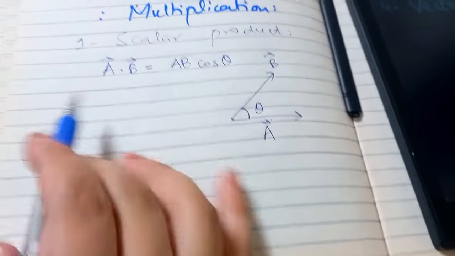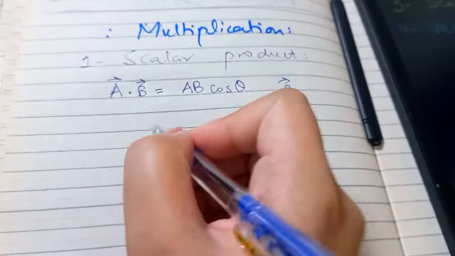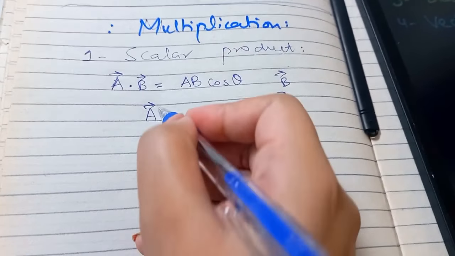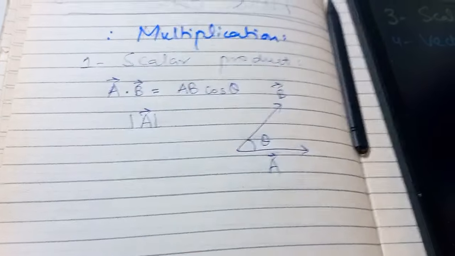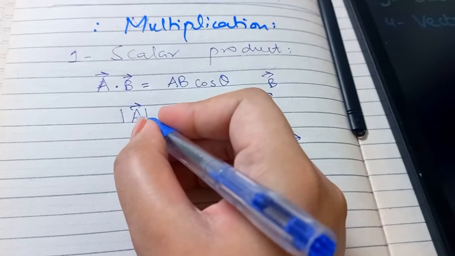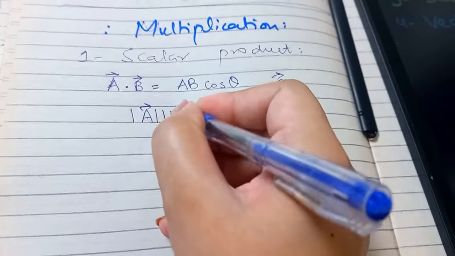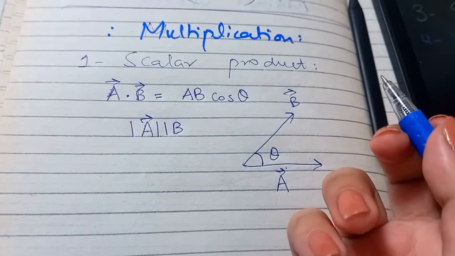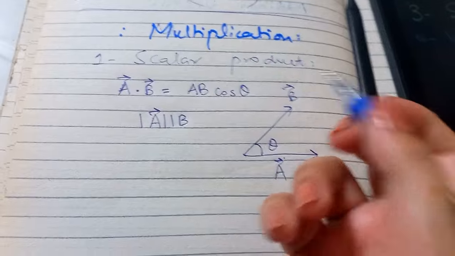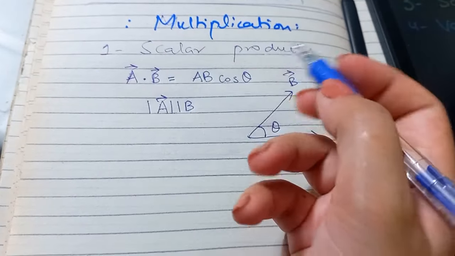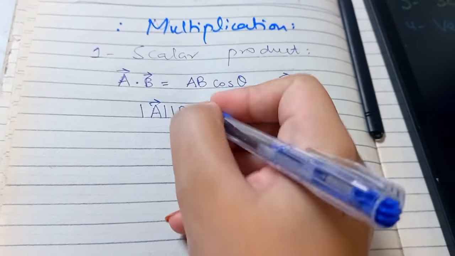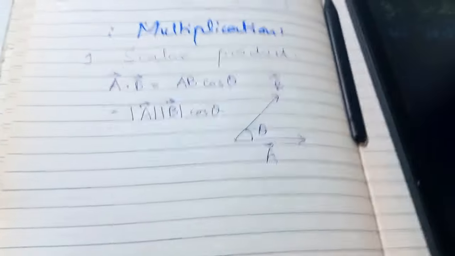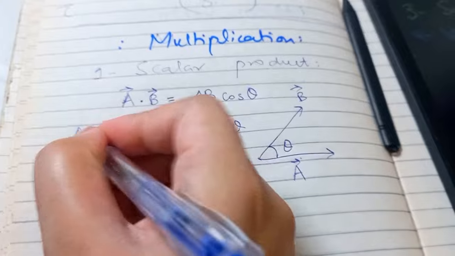So A dot B is equal to the magnitude of A, which we can also represent by the vector notation within mod signs, multiplied by the magnitude of B, into cos theta. These magnitudes are scalar quantities, which is why we have not shown any dot or arrow sign over them. We don't need it. This is the scalar product.